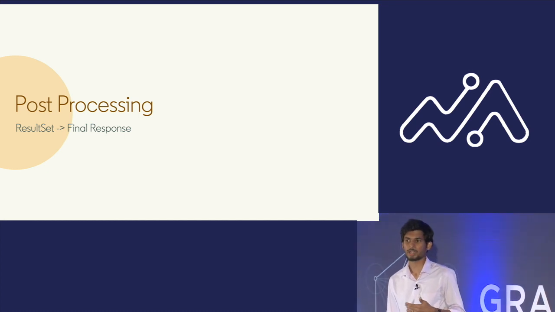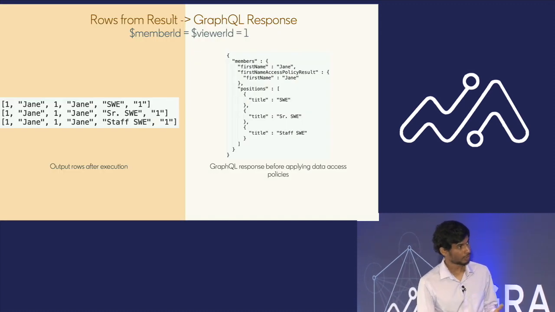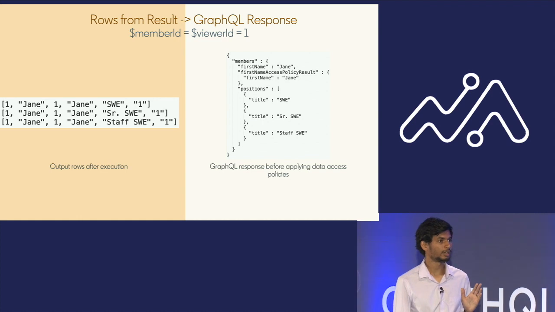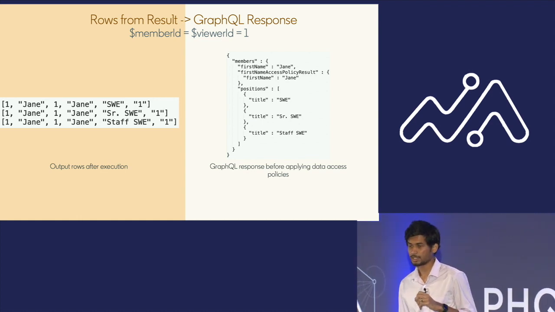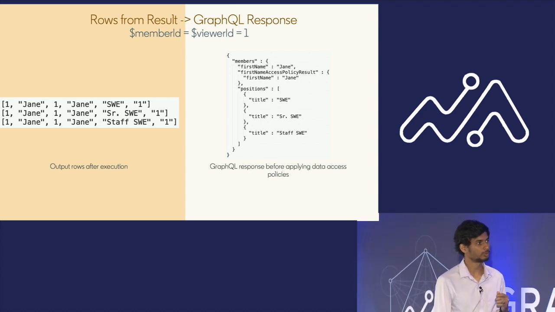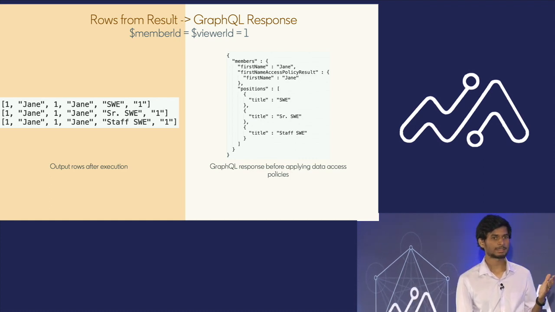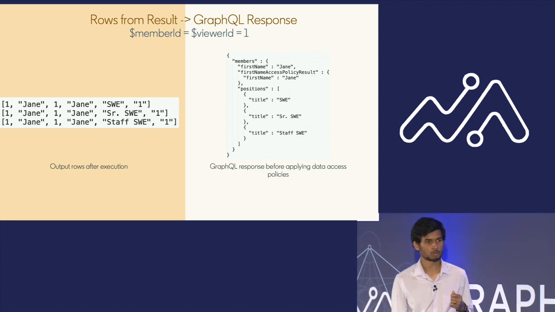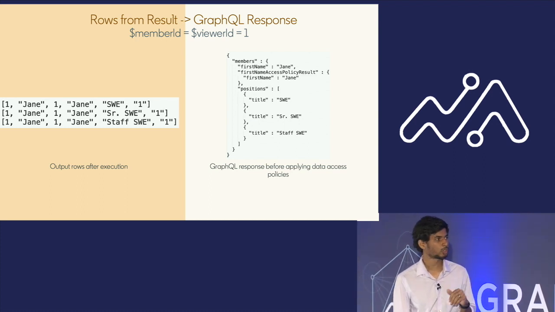Also, we need to apply those data access policies that we just put into the query. So how does that happen? On the left is all of the data that we got out from the query. Imagine that there is a member whose first name is Jane, and they've held 3 positions, which are SWE, senior SWE, and staff SWE. The result set has 3 rows as output because it's a Cartesian product. But the first 4 columns are always the same, and the 5th column changes.